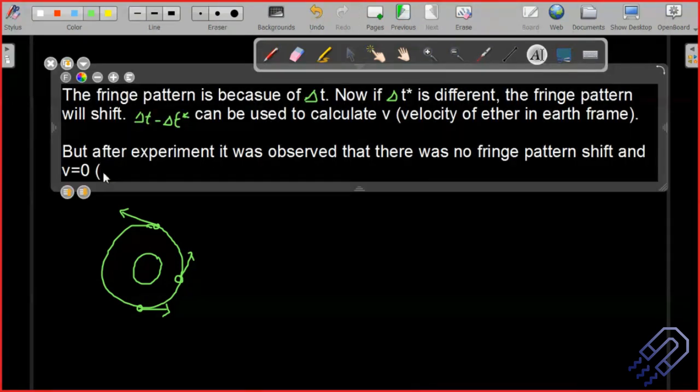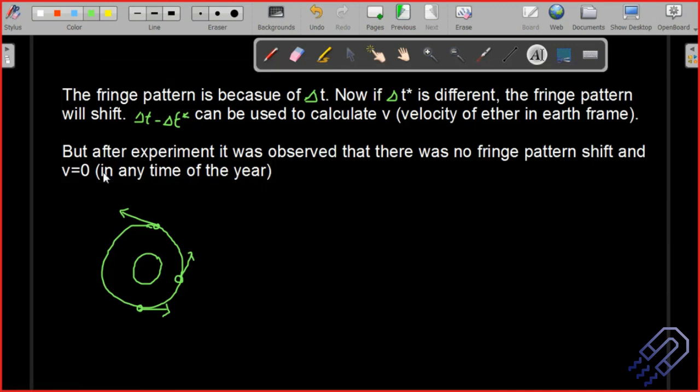Okay, so they have done a very long experiment. It's not the only thing. So that's why I'm writing it in brackets: V is equal to 0 in any time of the year. In any time of the year, it was observed that V will actually remain as 0.